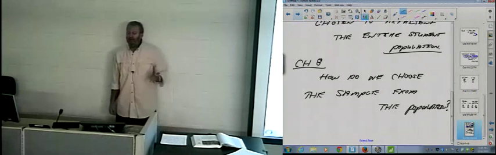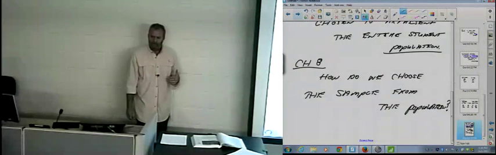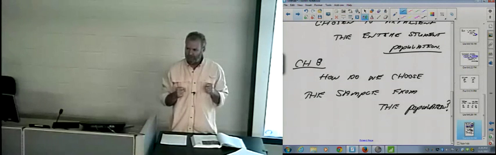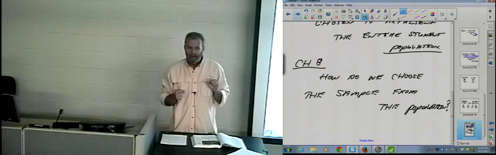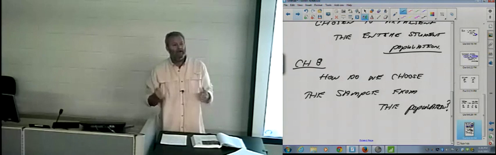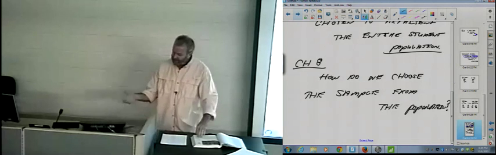Because remember, it's not just choosing the sample from the population. It's choosing the sample so that it represents the population. It looks like the population. It smells like the population. It tastes like the population. The only difference is it's smaller. We can deal with them. We can do our work there. We can ask them that question. All right? So that's Chapter 8.